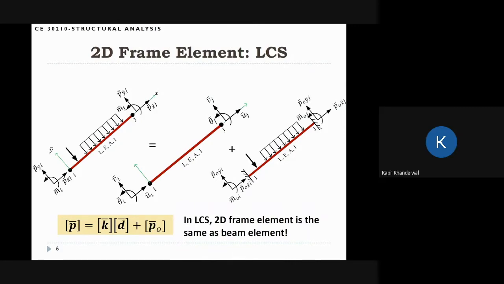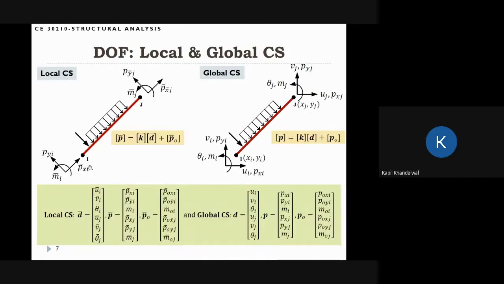So to recap, what is happening? We know the information in the local coordinate system. We know k bar and p0 bar, because k bar is just the beam element stiffness matrix. And what we want to know is the information in the global coordinate system. So we want to know what k is and what p0 is. And we want to find the relationship between these two, local and global coordinate systems. So if somehow we can relate k to k bar and p0 to p0 bar, then we are good. Then we can go ahead and solve our problem.